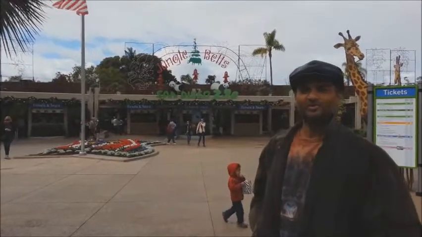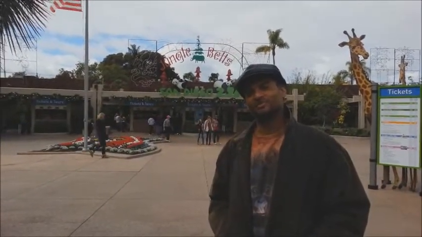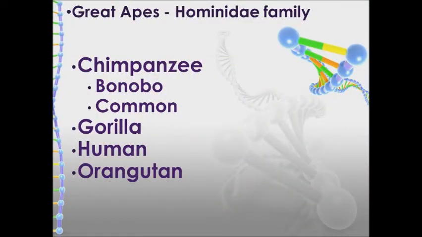We're here in front of the world-famous San Diego Zoo to visit with some of our closest relatives, the great apes. The great apes alive today are chimpanzees, there's two subspecies, bonobos and the common chimpanzee, gorillas, humans, and orangutans. They're all part of the hominid family.